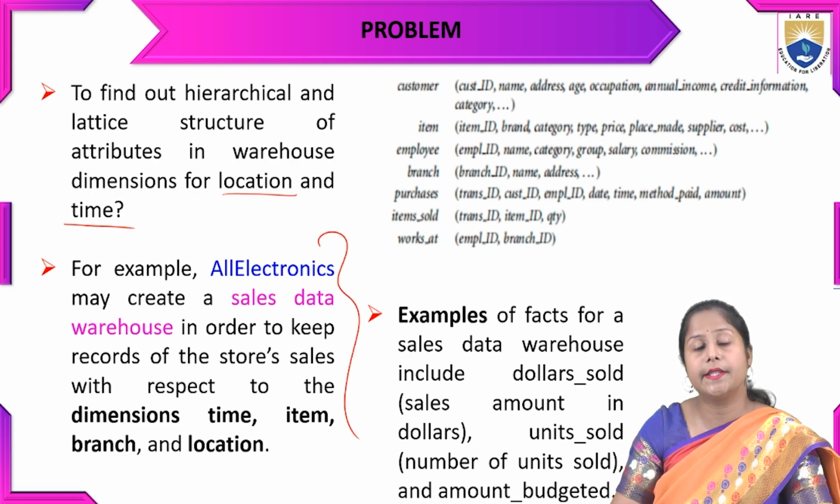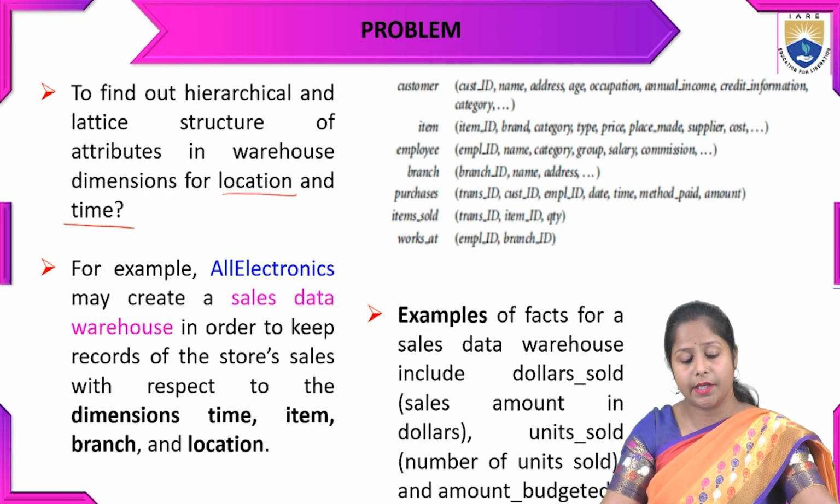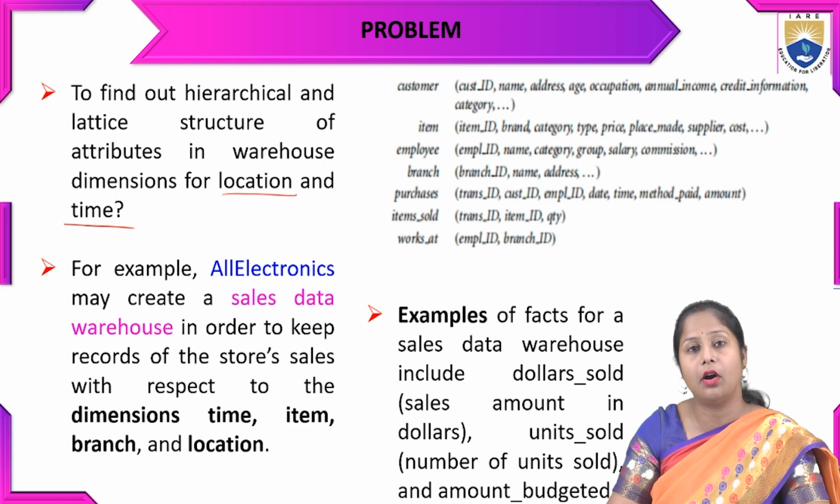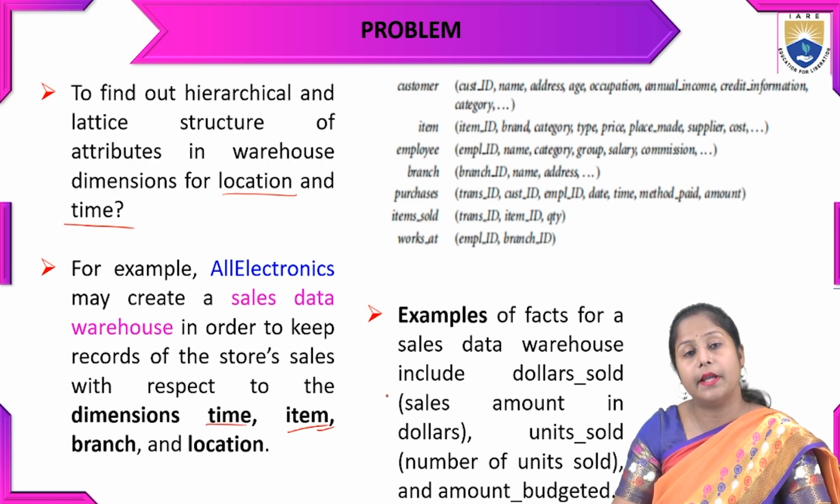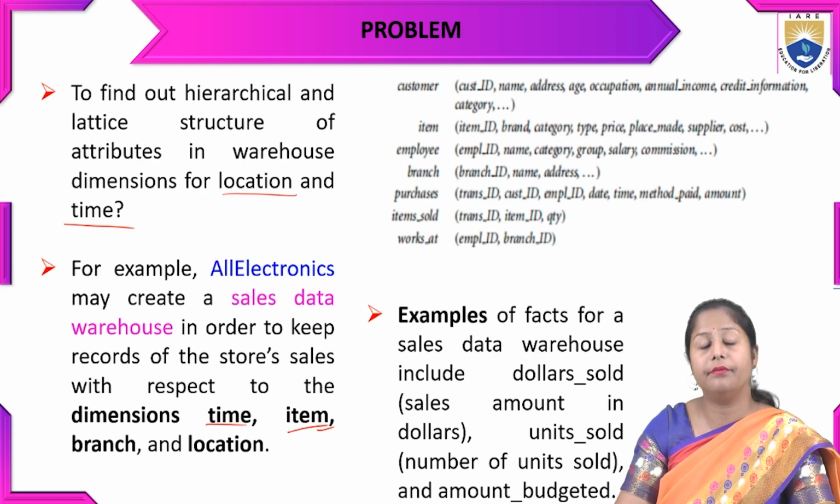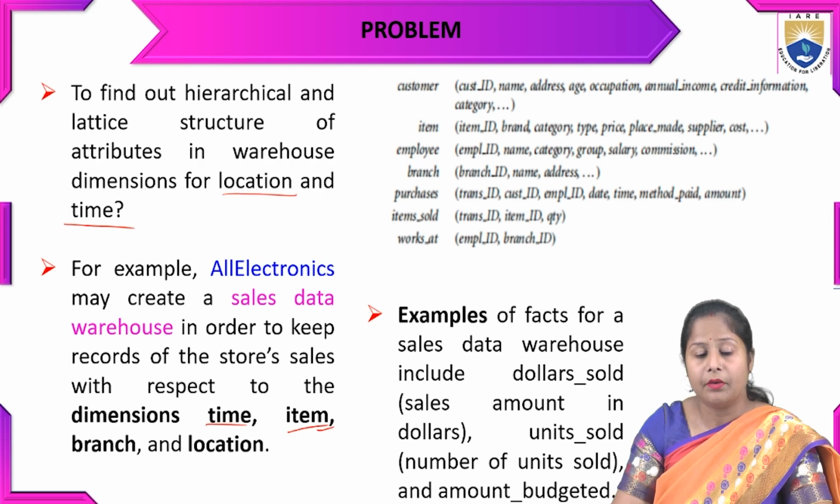So the related sales data warehouse can be there in order to keep the records of the store's sales figures with respect to location, time, branch, and item. So there will be 4 attributes for sales, because All Electronics is purely related to the store. From the store, the purchasing of things will be there.